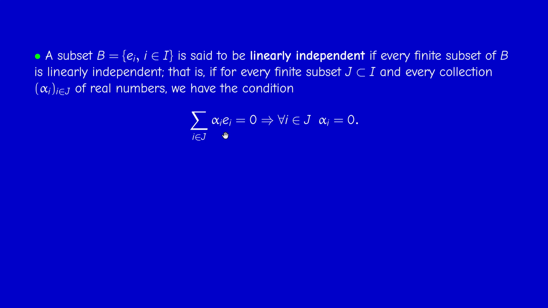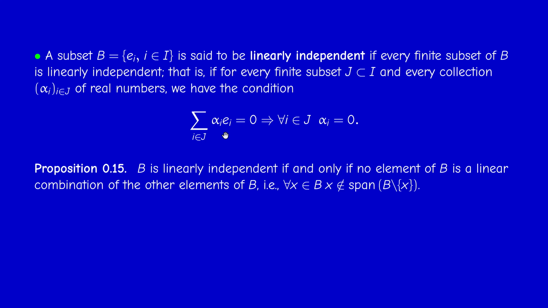Now we can prove that a set is linearly independent if and only if no element of the set is a linear combination of the other elements of B. And this is probably proved best in linear algebra. It's very easy. So it means that when I remove an element x from B, the x cannot belong to the span of B without x.